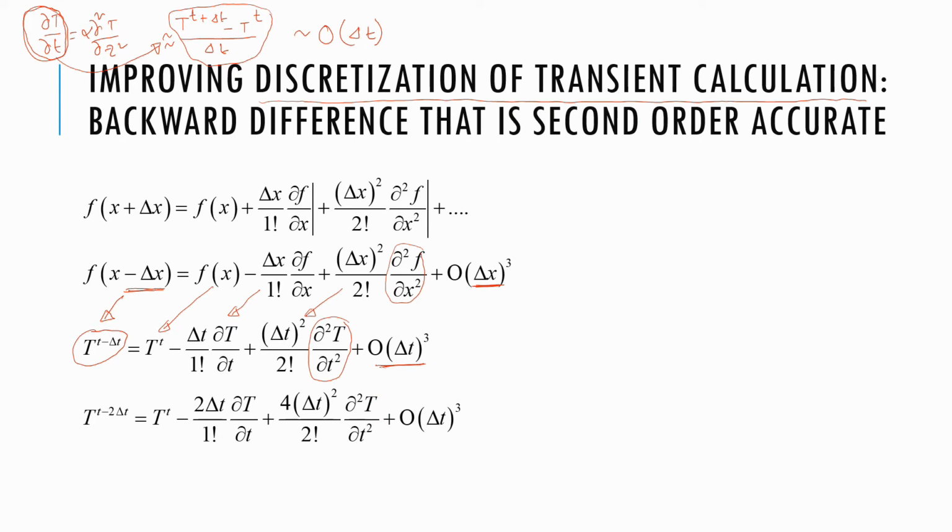Okay, so that's one, and then I do the same. Instead of t minus delta t, I go back 2 steps, t minus 2 delta t. So again, using the same series, I can write it just like here. Just instead of delta t, I write 2 delta t. Instead of delta t square, I have 4 delta t square. And that is also accurate of the order of del t cube. So from these two, I can eliminate this term here. I can eliminate the del square T del t square.